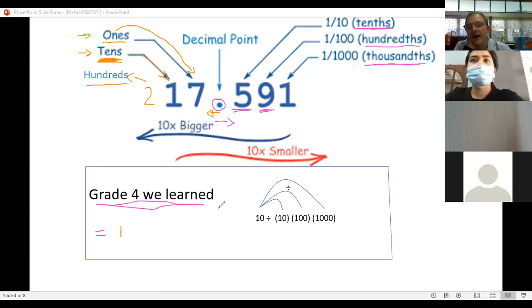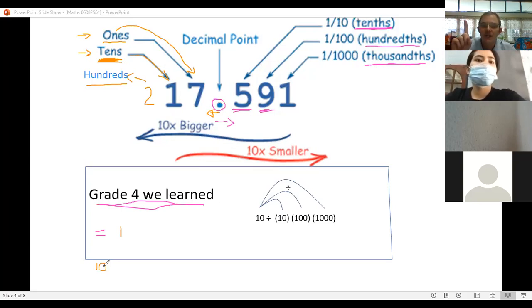Now what is 10 divided by 100? Oh no. How do we know? Let's find out. Let's do some mathematics. 10 divided by 10 is 1. Yes, very good. But what happened to the 10? We had 10 at the bottom here. We divide by 10. How many zeros does 10 have?